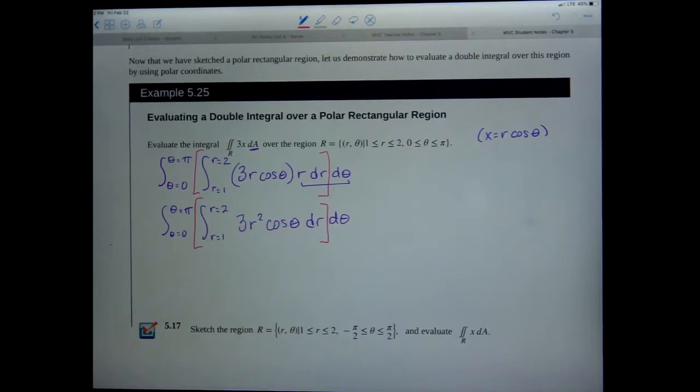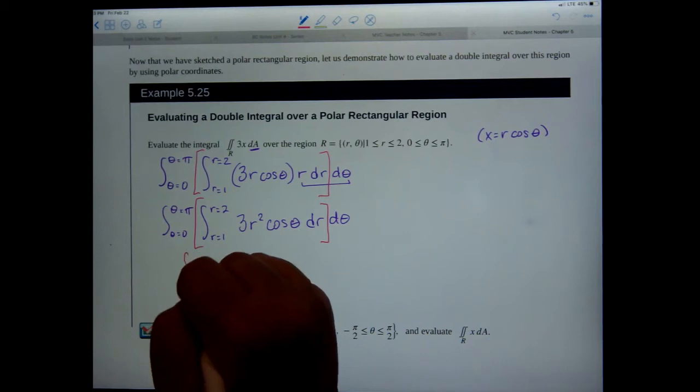Okay. Now remember, in the first integral, r is the variable and theta is the constant. So what is that antiderivative going to be? R is the variable, theta is the constant. Right, so that would be r cubed, r cubed cosine theta. Cosine theta just sits there. So we write theta equals 0.